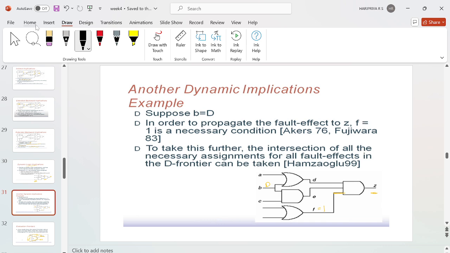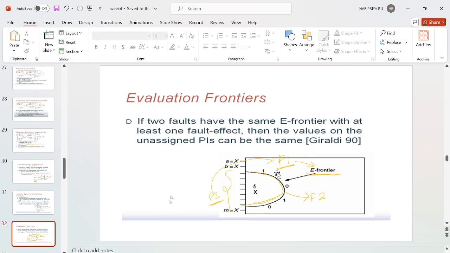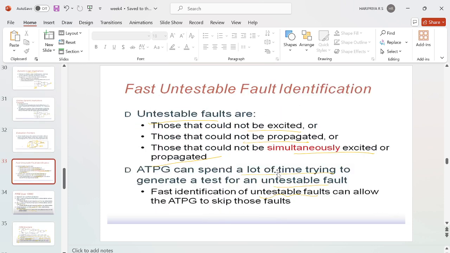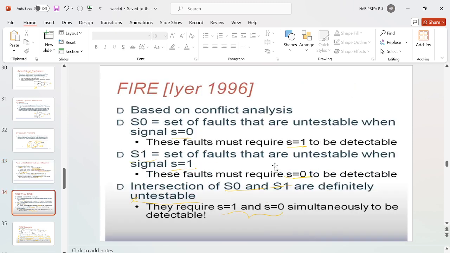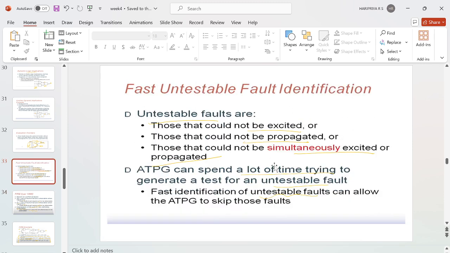And then another method we saw was that if the E frontier is the same for another fault also, then the test pattern, the primary input, will remain the same. And next, what are the ways we can detect the untestable faults? And what are untestable faults? Either we are not able to excite it or propagate it, or simultaneously excite and propagate it.